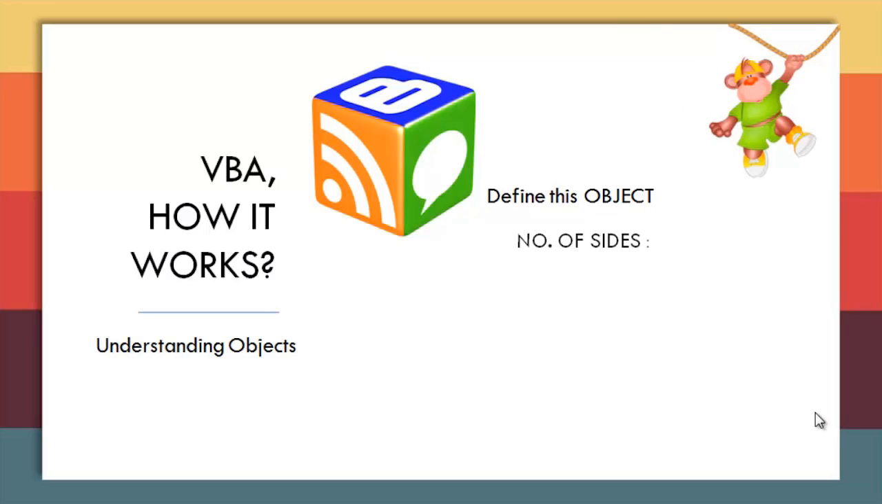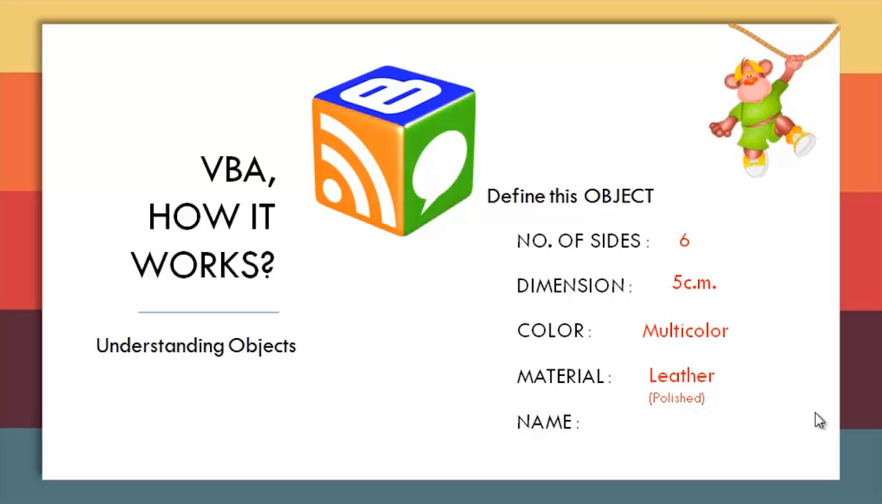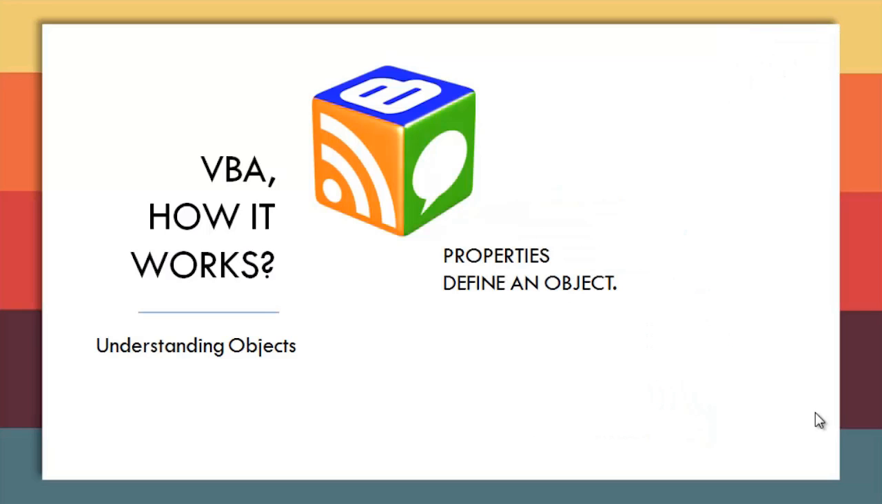The number of sides of this cube is 6. The dimension of this cube is 5 centimeters. The color of this cube is multicolor. The material of this cube is polished leather. And the name is cube icons. What I am saying is, the things on the left-hand side, the number of sides, the dimension, the color, the material, and the name, define an object, which I would call properties.